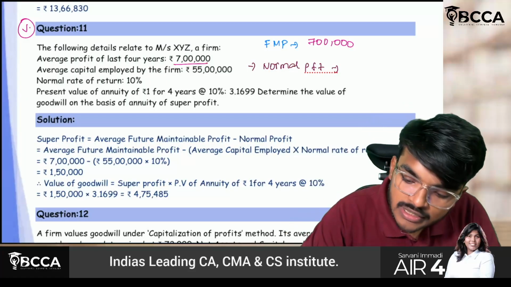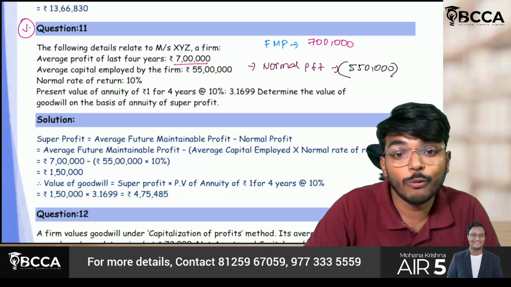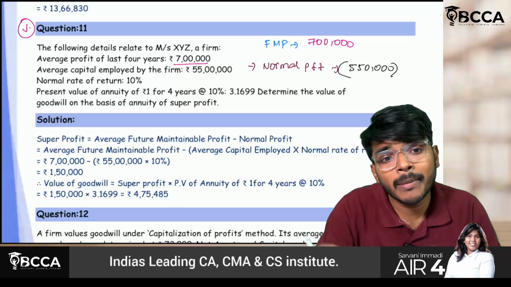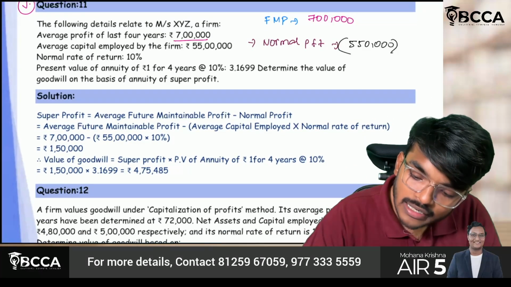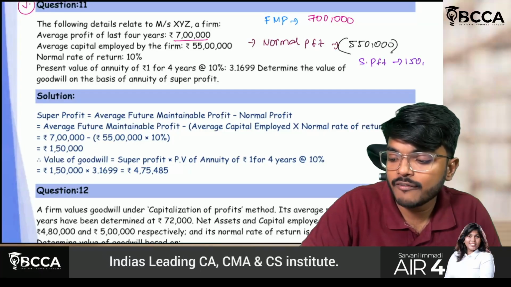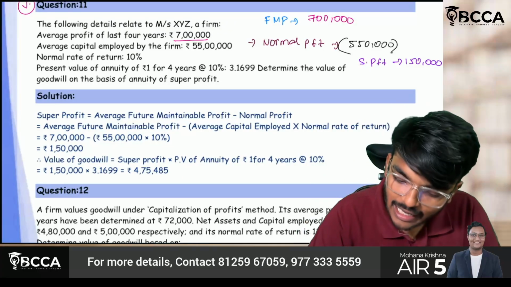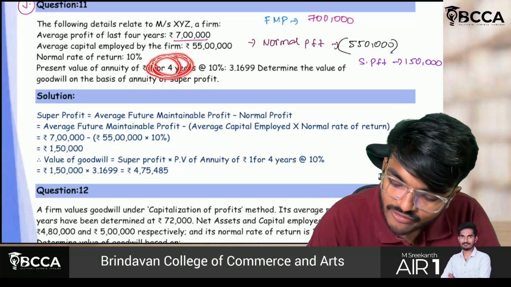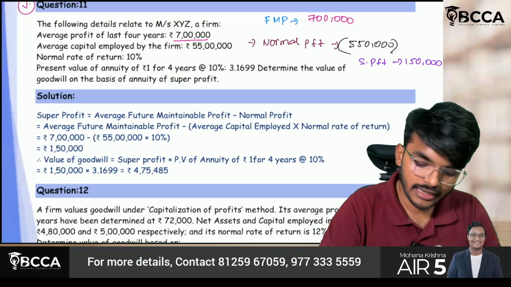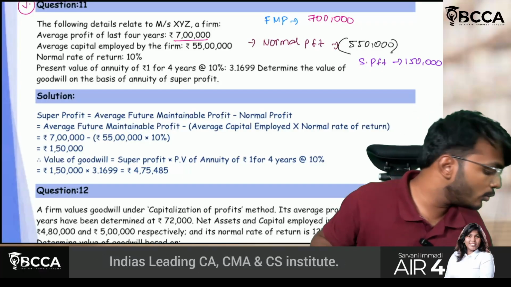My normal profit will be 5 lakh 50,000 only, which means my super profit will be 7 lakh minus 5.5 lakh, which is 1,50,000. This super profit is 1,50,000. They have also given the present value of annuity factor as 3.1699. Simple, 150,000 into 3.1699. If you do, you will get the goodwill.